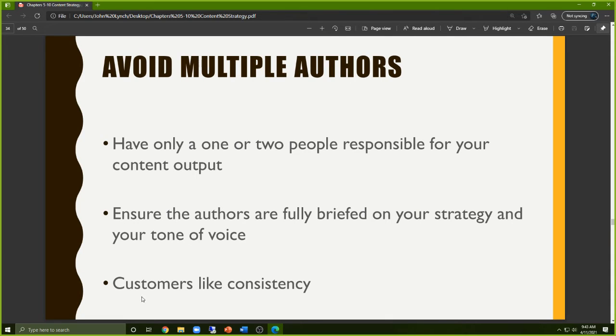Because the key down here is that customers love consistency, and you don't want to have an article that is very third person and detached, and then the next day have one that is first person and very personal. So make sure that you stay consistent with your writing, and it might be the way that you stay consistent is having one or two people responsible for all content output, or it might just be that you go through some reviews and stuff as well.